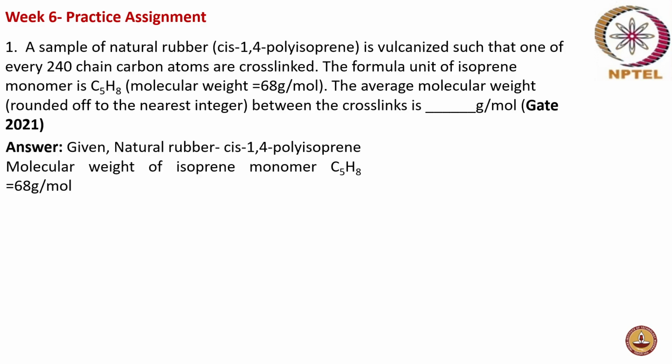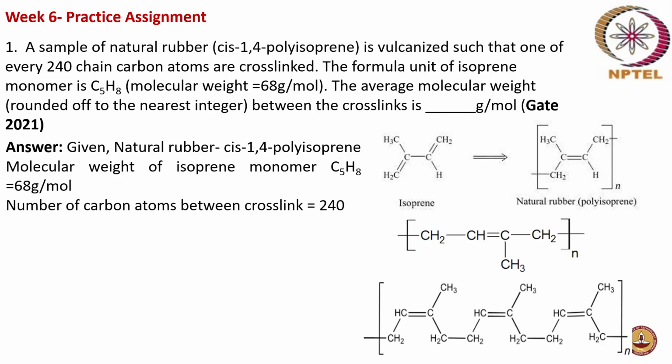Yes, ma'am. See, as I said, natural rubber is 1,4 polyisoprene, and the molecular weight of the isoprene monomer is given, and the number of carbon atoms between cross-links is 240. That is also given. Now, the biggest question is: this 240 carbon atoms is a part of how many isoprene units? If you polymerize isoprene, this is the structure of the isoprene unit. You will have CH2, C with CH3, double bond, C H, CH2.